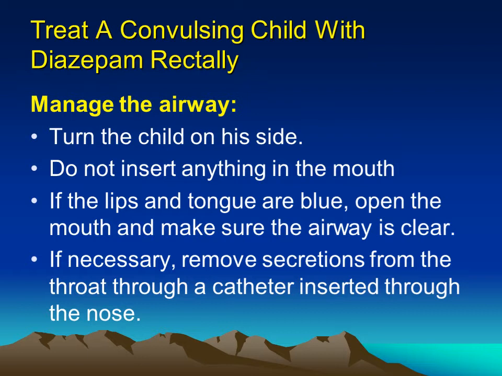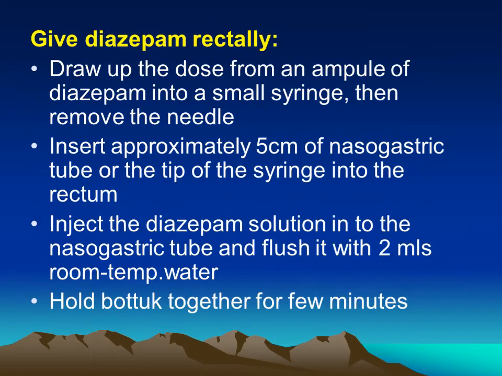How can we treat convulsion? You can give the child diazepam rectally. We manage the airway: turn the child on his side, in the left lateral position. Don't insert anything in the mouth. If the lips and tongue are blue, open the mouth and make sure the airway is clear. If necessary, remove secretions from the mouth and throat through a catheter inserted through the nose. These are the initial supportive measures.